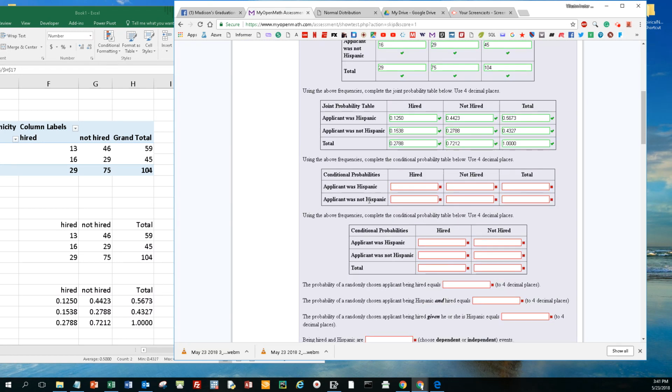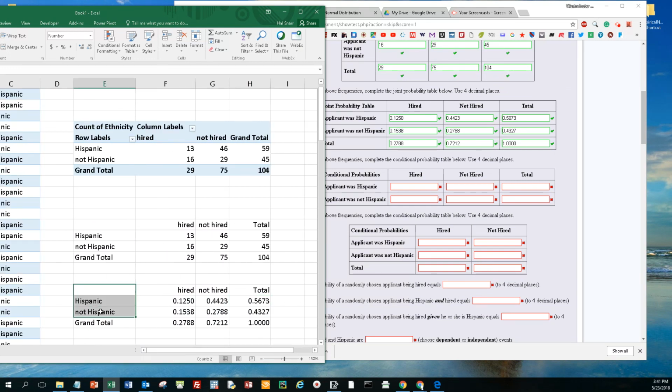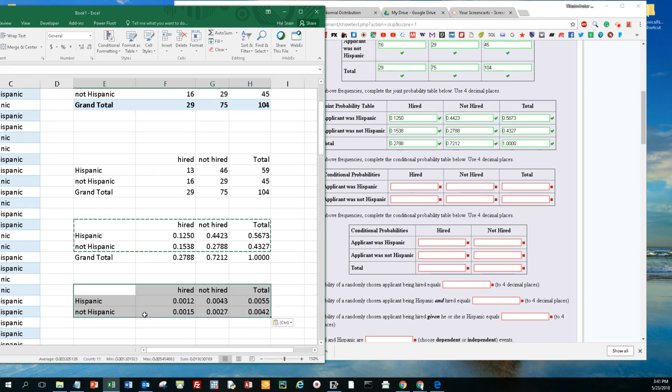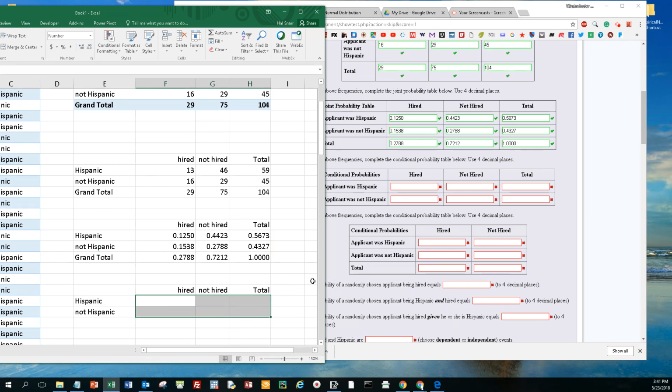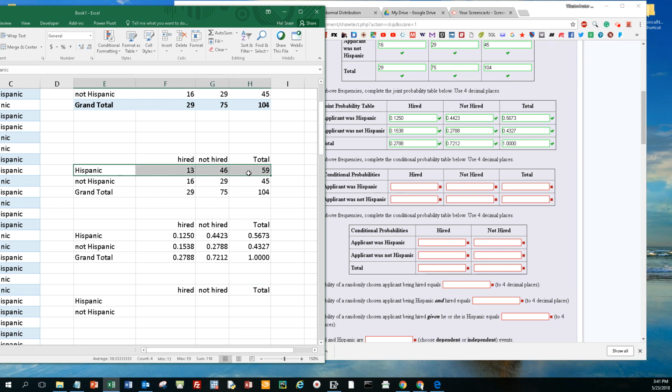Now we're going to do conditional probabilities. So to do the conditional probabilities, I'm going to go ahead and copy this without the fourth row. It's right here. And I'm going to delete the numbers here. So this right here is the probability of an applicant being hired given they're Hispanic. So we're basically only looking at this data here. So I'm going to highlight this in yellow. Given that you're Hispanic, and there's 59 Hispanics total, what's the probability of being hired?